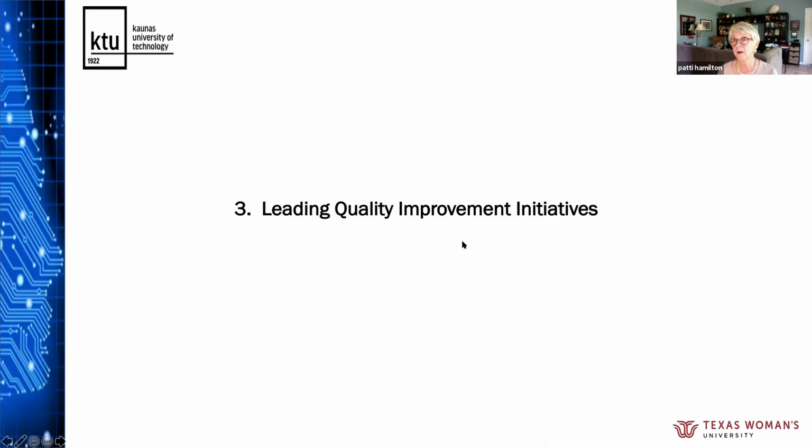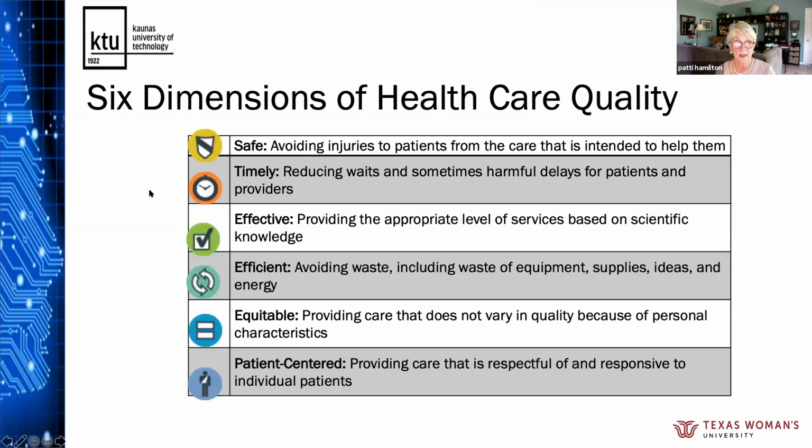Now, we're moving from generating data, classifying data, coding data, into using data for quality improvement initiatives. There are usually 6 major dimensions of healthcare quality. It's safety, it's timeliness, it's effectiveness, it's efficiency, it's equity, and whether or not it is patient-centered. So these are characteristics of a high-quality system.